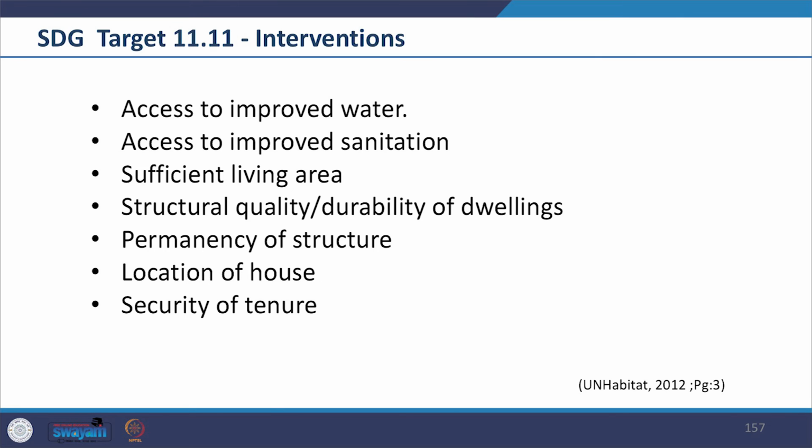Then we see the structural quality and durability of the dwellings. While we see this, we look at the permanency of the structure, or what kind of building materials are there. We also see where it is located, whether it is located on or near toxic waste, in the floodplain, on a steep slope, or in a dangerous right of way of rail, highway, airport and power lines. So we also evaluate the location of the house.